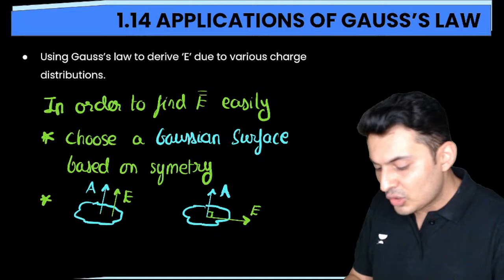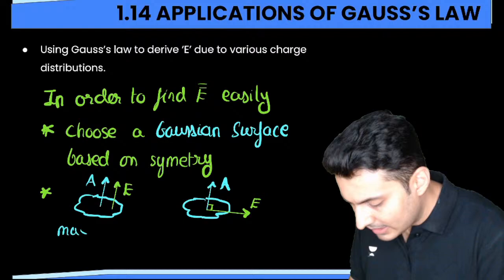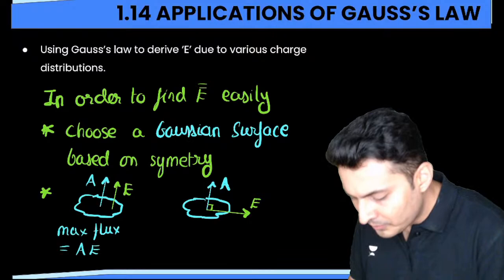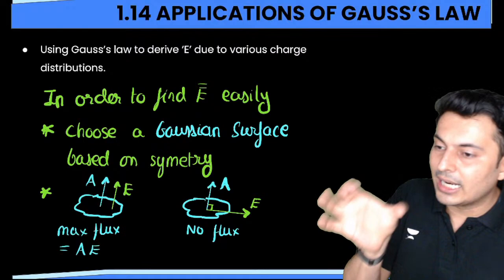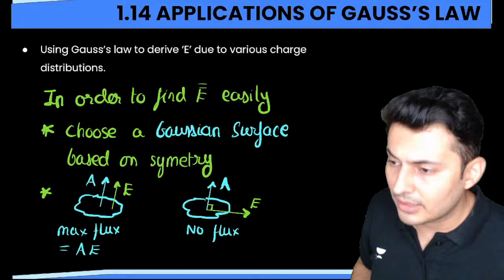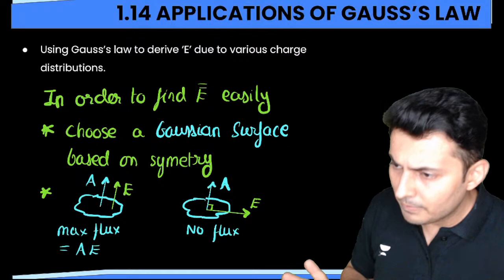So when it is parallel, obviously in such cases max flux will pass, and it will be basically A into E. But in this case, no flux will pass because theta is 90, cos 90 is 0. So there will be no flux at all in that particular area where the field is perpendicular to the area vector. Is that clear, everybody? Are these two concepts clear? Yep. Now let's put it to use.